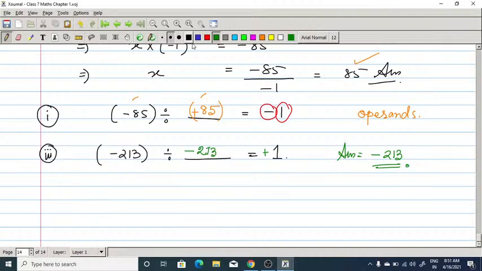Now let's do question number 5, subpart 5. Something divided by minus 21 is equal to plus 4. No sign given, that means plus 4.